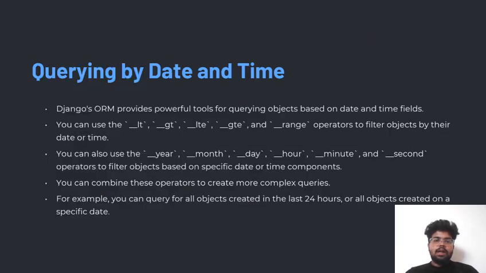Querying by date and time. Django ORM provides powerful tools for querying objects based on date and time fields. You can use the lt, gt, lte, gte and range operators to filter objects by their date or time. You can also use the year, month, day, hour, minute, and second operators to filter objects based on specific date or time components. You can combine these operations to create more complex queries. For example, you can query for all objects created in the last 24 hours or all objects created on a specific date.